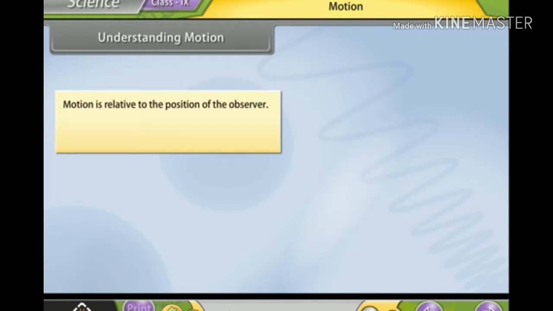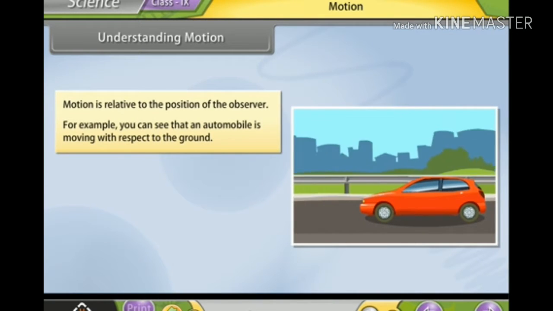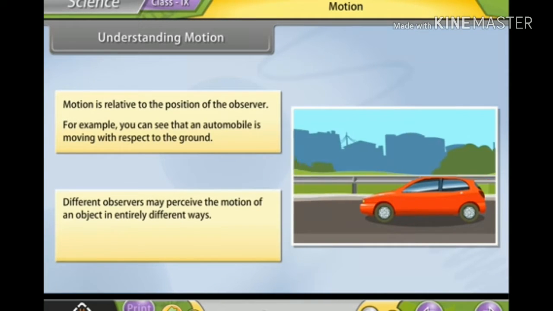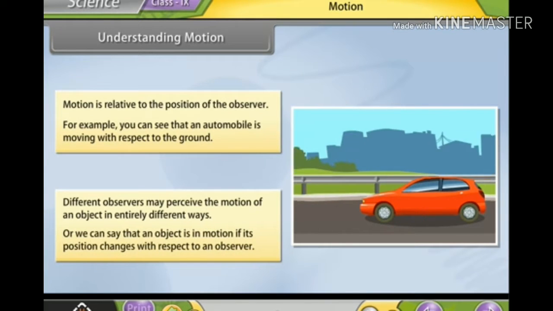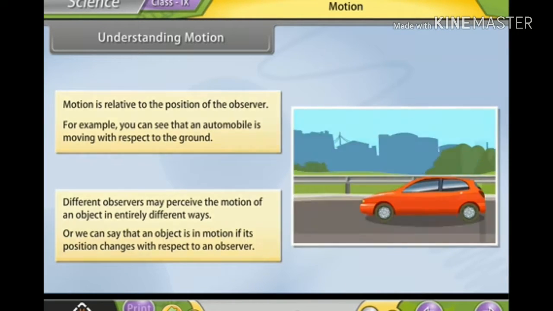Understanding motion. Motion is relative to the position of the observer. For example, you can see that an automobile is moving with respect to the ground. Different observers may perceive the motion of an object in an entirely different way. Or we can say that an object is in motion if its position changes with respect to an observer.